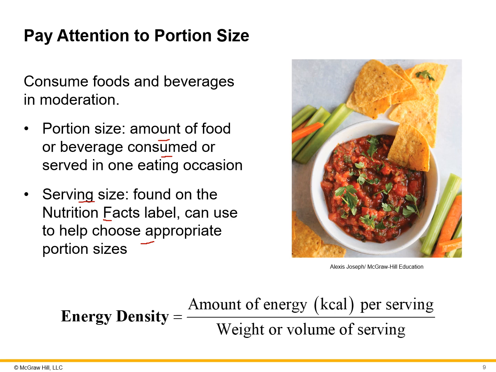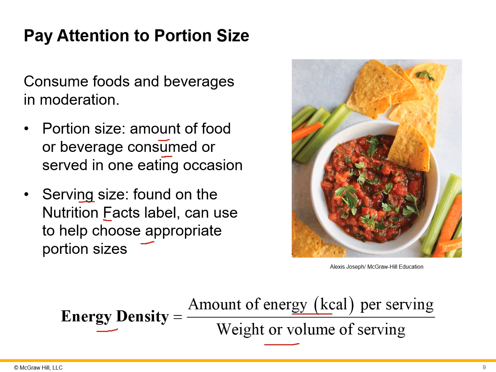So if you're eating chips and you're eating a smaller bag compared to a whole big bag, those serving sizes give you an idea of the proportions. Now if we look at the energy density, this is going to be the amount of energy or kilocalories per serving divided by the weight or the volume. So how many grams, how many milliliters, and then what are the calories per gram or calories per milliliter? That gives us our energy density.